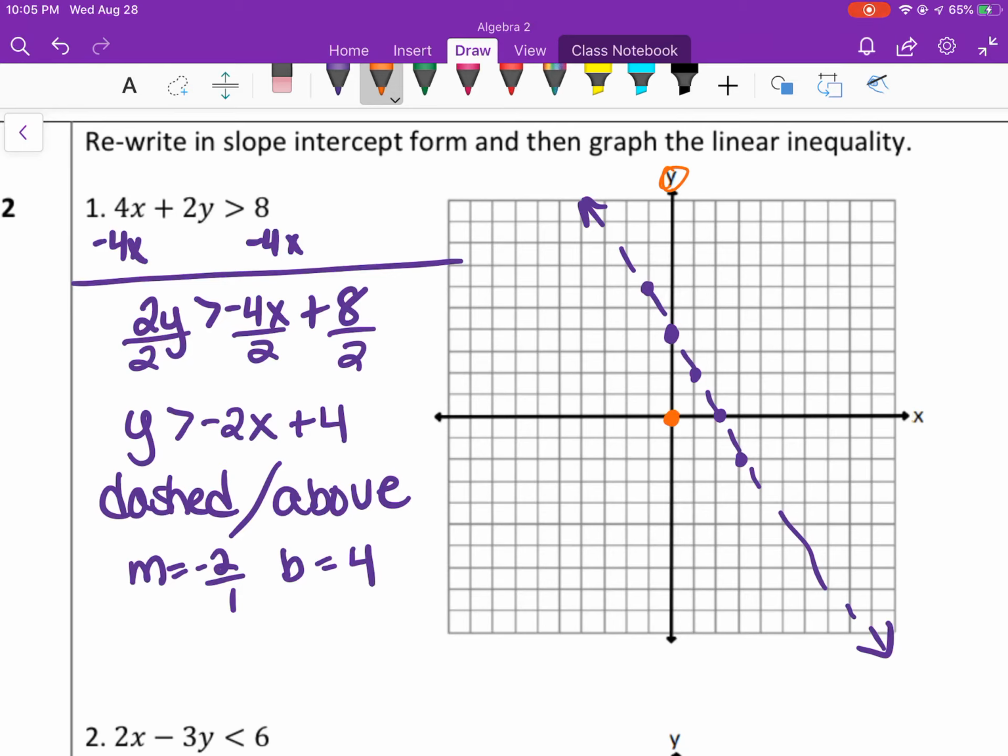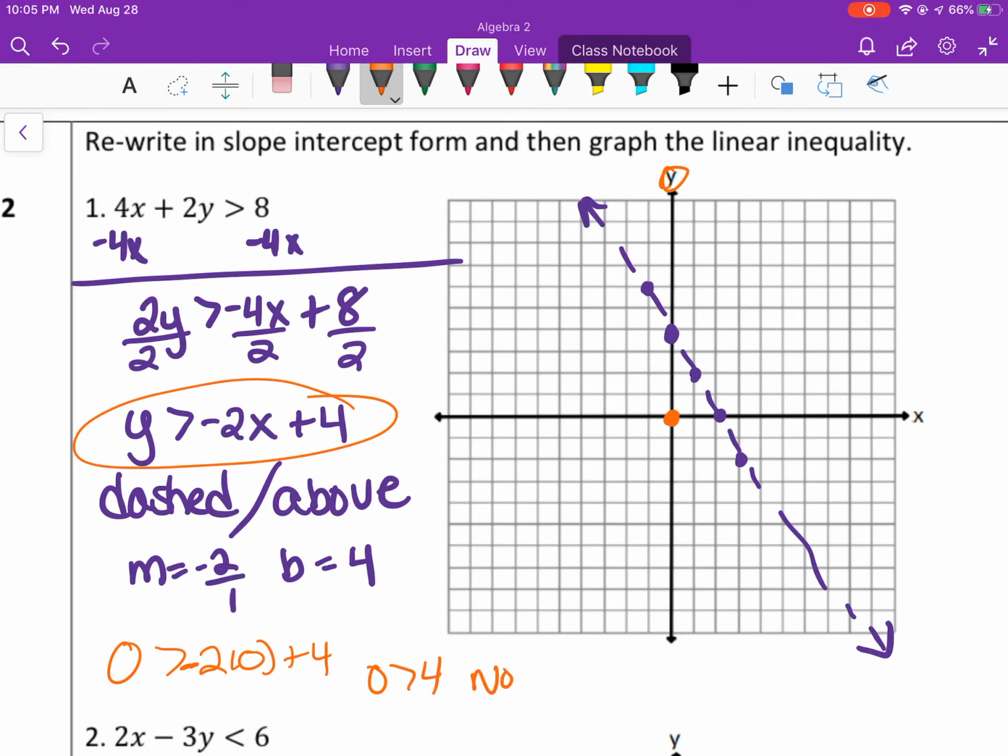So let's test 0, 0 since it's open. And I'm going to plug it just into, it doesn't matter, original or this one. So 0 is greater than negative 2 times 0 plus 4. So is 0 greater than 4? No. So 0, 0 does not make this equation true. It is not a solution. So we shade opposite. So we shade above. And it's all of these points.